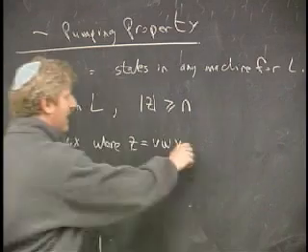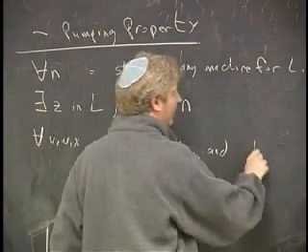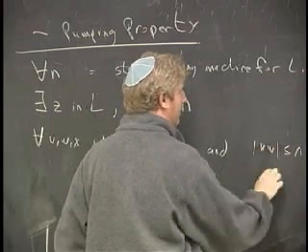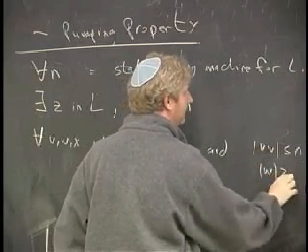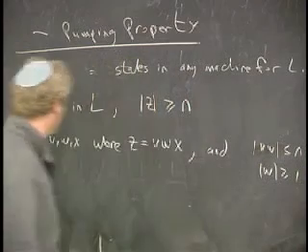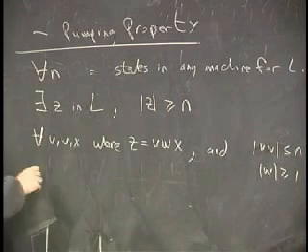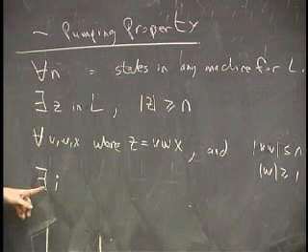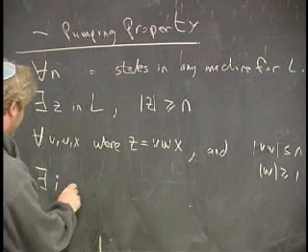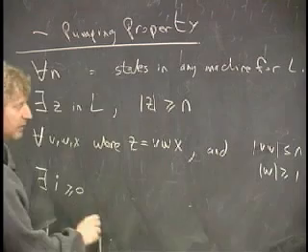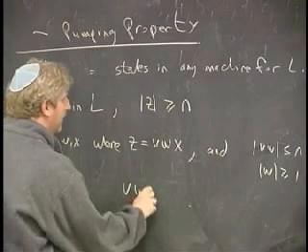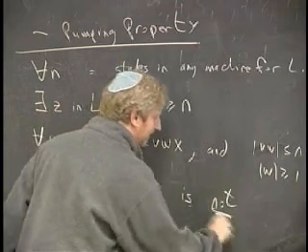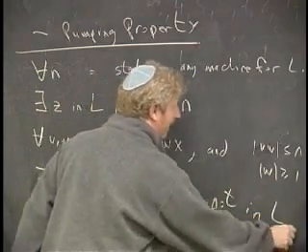V W X, and there are conditions on this: VW is less than or equal to N, W is greater than 1, same conditions as before. For every single way to split it up, there exists some i. You're going to have to exhibit some number i bigger than or equal to 0, such that V W^i X is, finally, not in L.